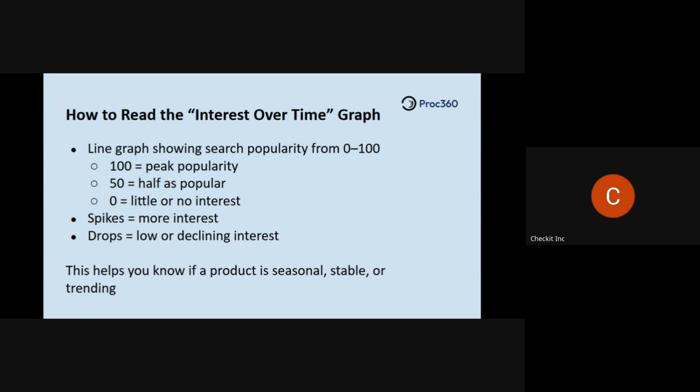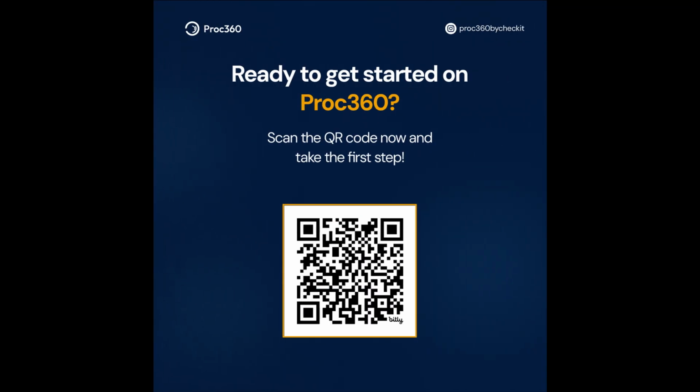Is the product just something that sells once a year, twice a year? Is it during the Christmas season? Is it during the Muslim break? Is it during Valentine's? So is this product seasonal or is it stable? Does it run over the year? Can I get it every time of the year and it's going to sell? Or is it trending? Is this what people are talking about now? Is this like the new gold, right? That's what this interest over time graph actually shows us.